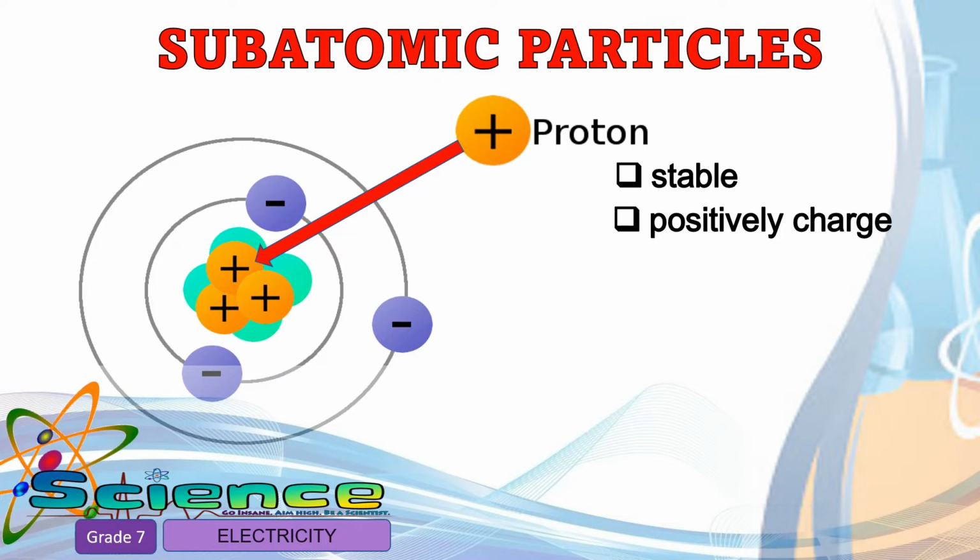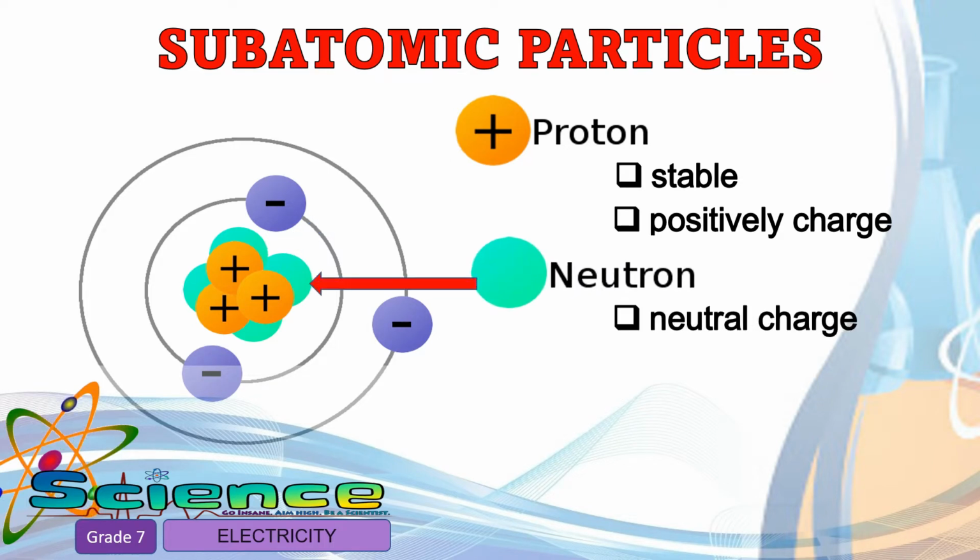The second subatomic particles that we are going to discuss are the neutrons. Neutrons are neutral subatomic particles. Just like protons, they are located in the nucleus. They are blue-green in our diagram.